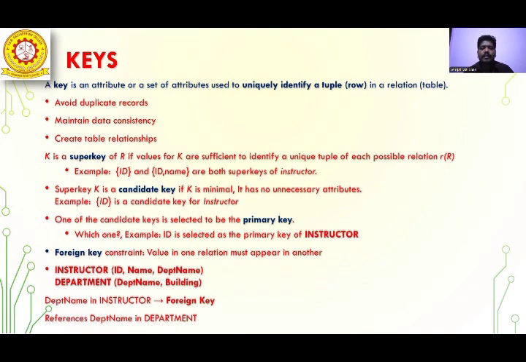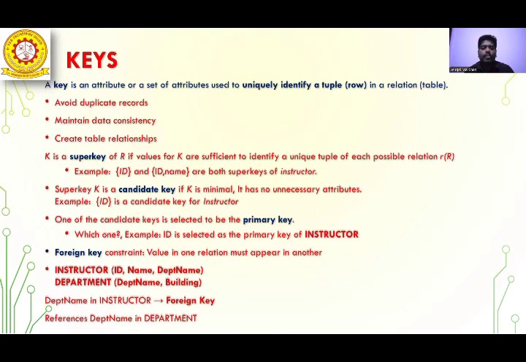And come to the next key, the primary key. In a particular table, only one primary key is available. It is used to identify the record in the table, and it cannot be null. It must be unique, and there is only one key per table. For example, for the instructor table, the ID is the primary key of the table.